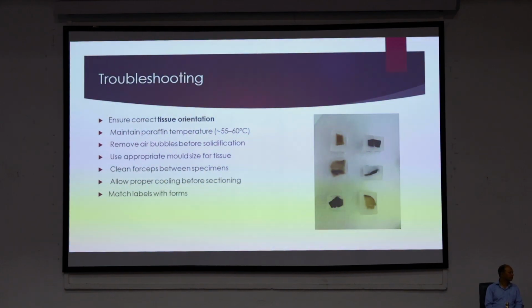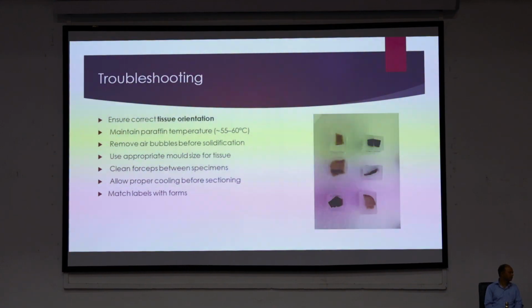If rapid cooling occurs, there is a possibility of cracking in the block, which may interfere with section taking. And match labels with forms. For example, when a technician has completed embedding, at the last he must check and recheck how many cassettes have been put by the pathologist during grossing. Are they equal, are they less, are they exceeding what is mentioned on the form? This should be ensured.